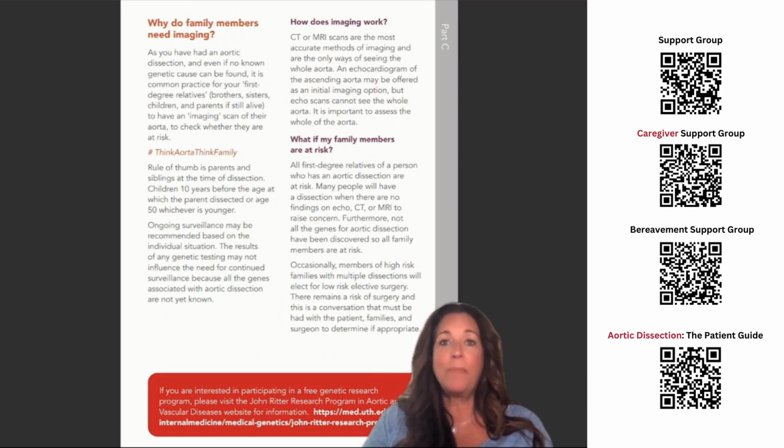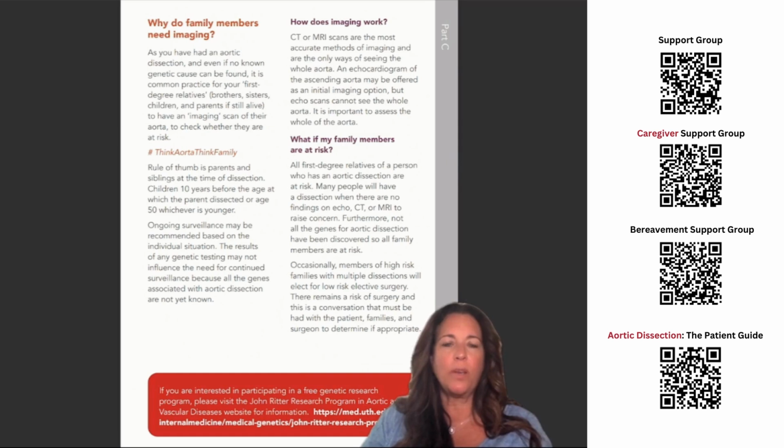Rule of thumb is parents and siblings at the time of dissection. Children 10 years before the age at which the parent dissected, or age 50, whichever is younger. Ongoing surveillance may be recommended based on the individual situation. The results of any genetic testing may not influence the need for continued surveillance because all the genes associated with aortic dissection are not known yet.